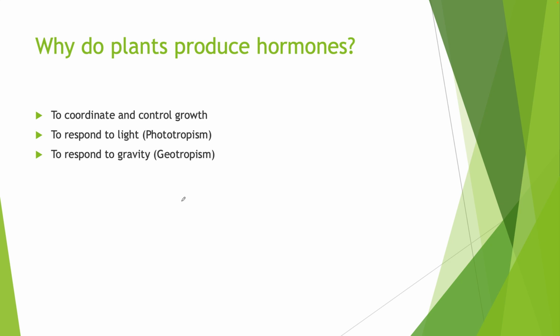These three reasons are key for you in the exam, so make sure you know these three reasons. You could be asked a simple 3-marker of list 3 things of why plants need to produce hormones. Okay, and remember these keywords: phototropism and geotropism. We're going to focus on these in this video.